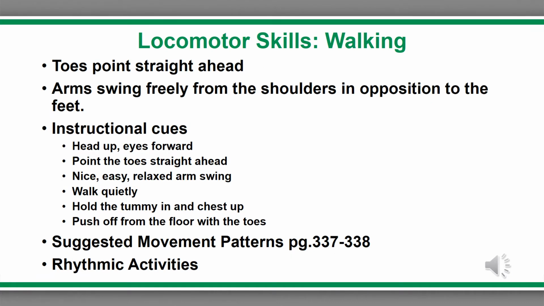The first locomotor skill we want to talk about is walking. Each foot moves alternately, with one foot always touching the ground on the floor. But what I want you to know here is your toes should be pointing straight forward ahead of you, and the arms should be swinging freely from the shoulders in opposition to the feet. In opposition to the feet. What does that mean? When my right foot is forward, my left arm should be forward. When my left foot is forward, my right arm is forward. And that's where we get our sense of balance.